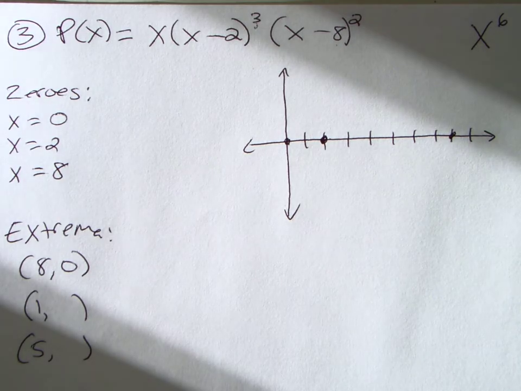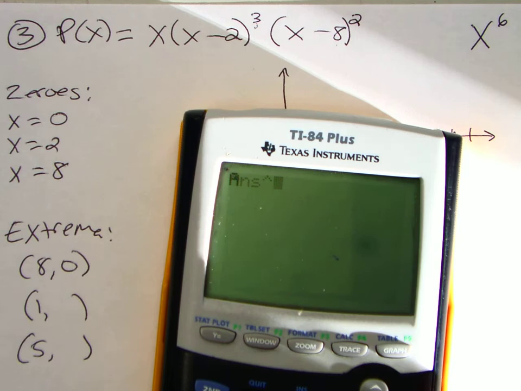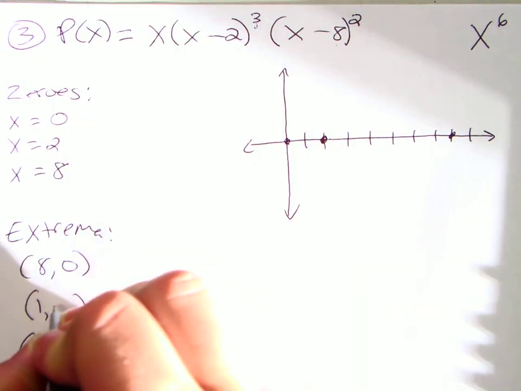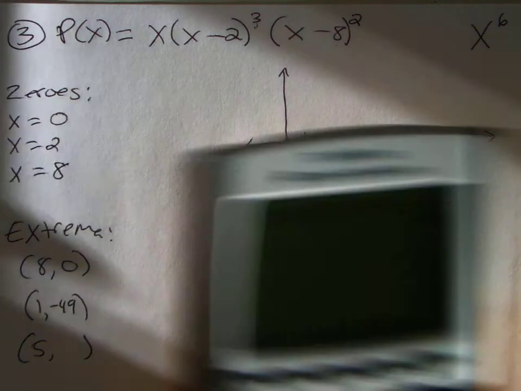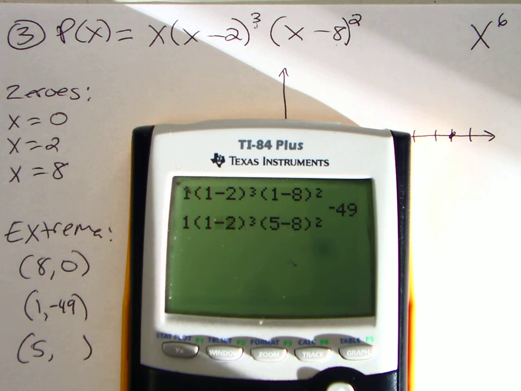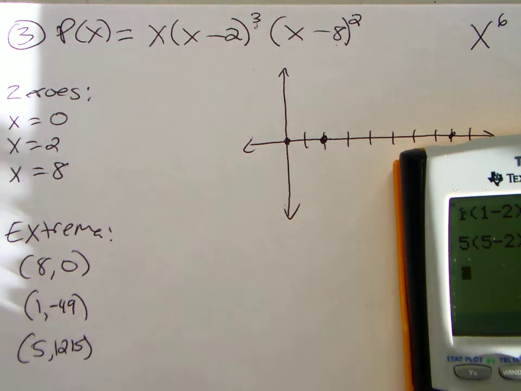What is happening with this light? I'm so sorry. All right, let's plug in to find the y values. So I have 1, parentheses 1 minus 2 to the third, parentheses 1 minus 8 squared. Negative 49. And I'm going to do the same thing with 5. So I'm going to hit second, enter. And then all those 1s, I'm going to just write a 5 over them. It's just faster because I'm lazy. Enter. 1215. Giant number.